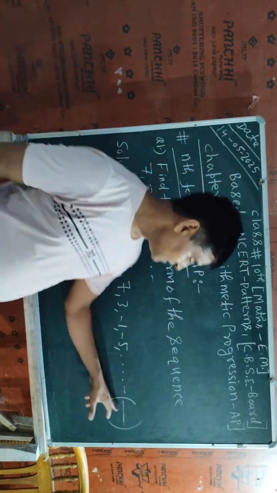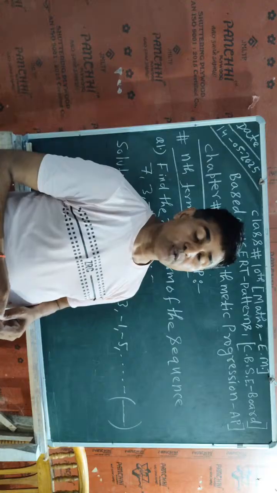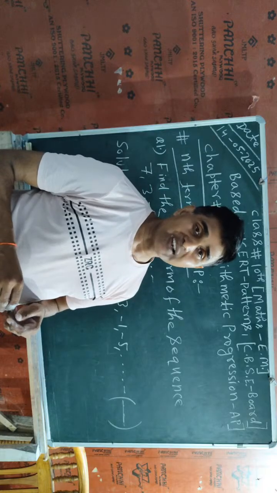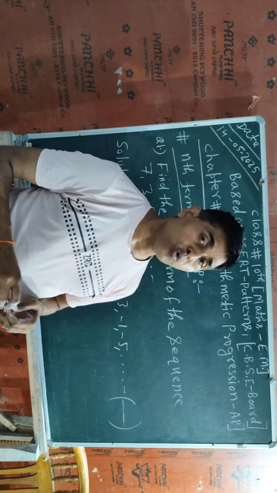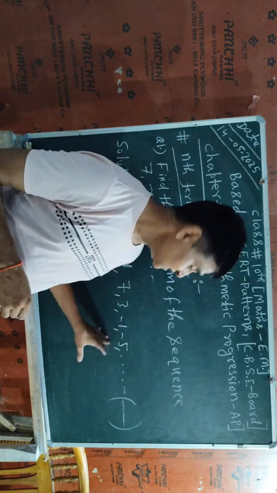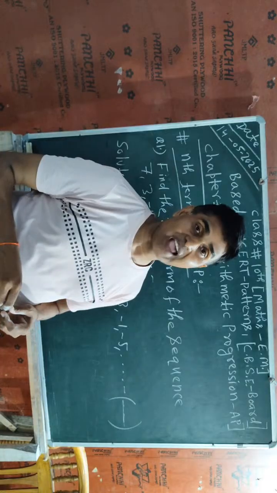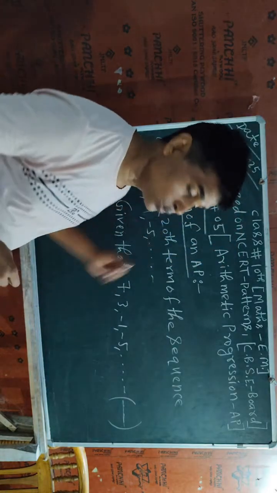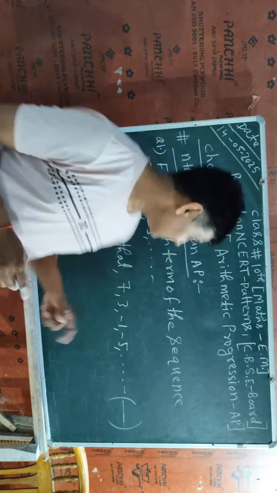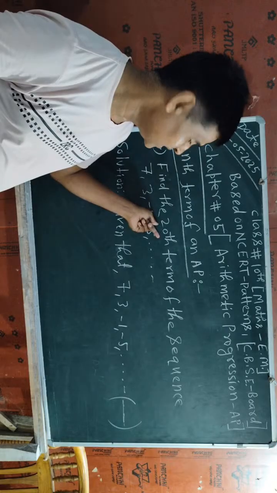Before writing the 20th term, I have to explain that this sequence is an arithmetic progression. So I will take the difference of two consecutive numbers, and if all the common differences are the same, I will say this sequence is an arithmetic progression. In that case, the nth term is written as an equals a plus (n minus 1) into d, where n is given in the question, the 20th term, so the value of n is 20.